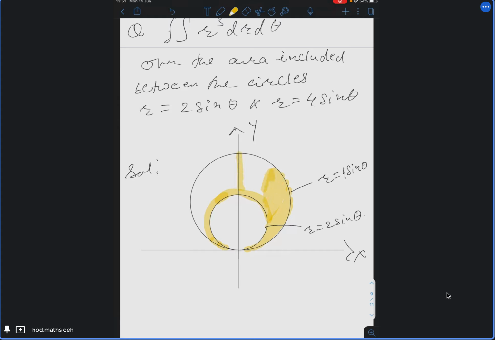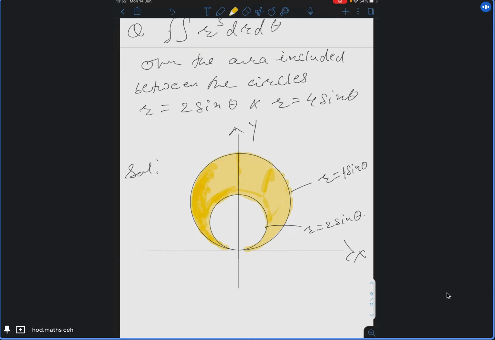Not above the bigger circle nor below the inner side of the smaller circle, but the outer region of the smaller circle and the inner region of the bigger circle is the area of integration here. So the limits of theta are very easy, you can write them.